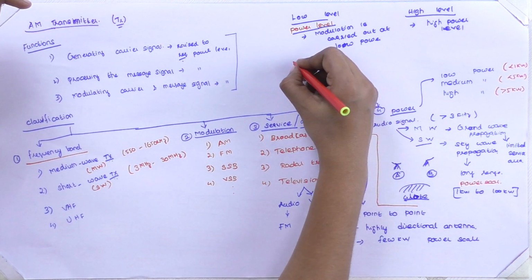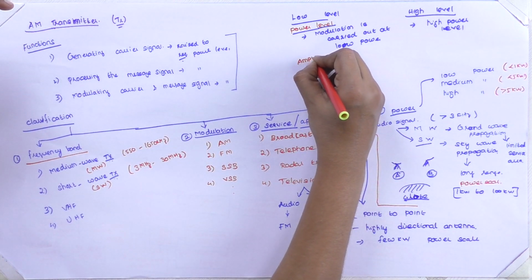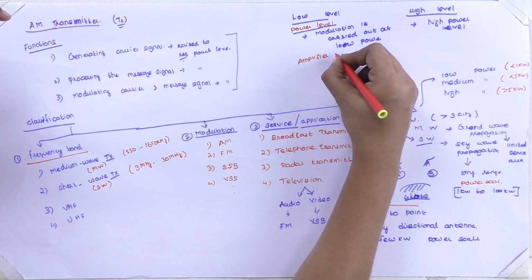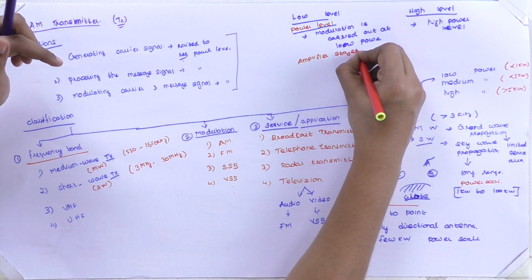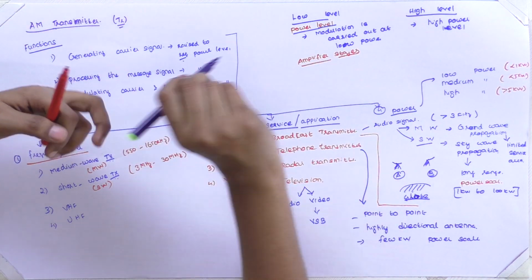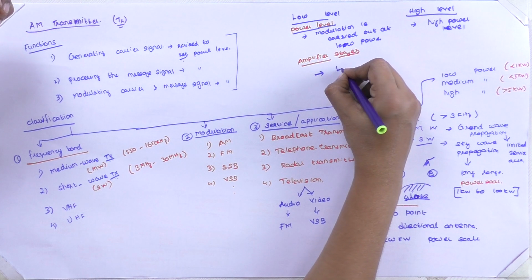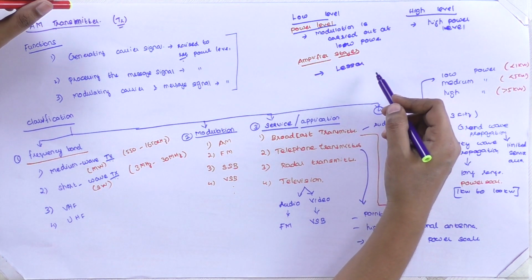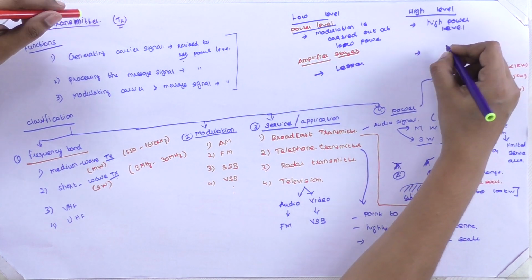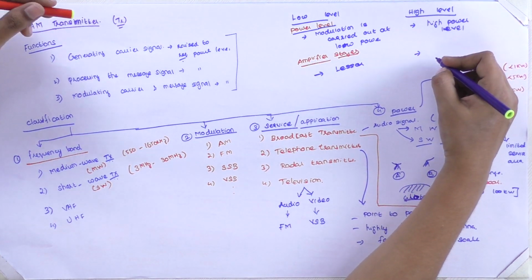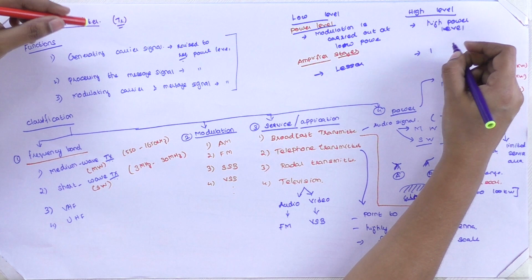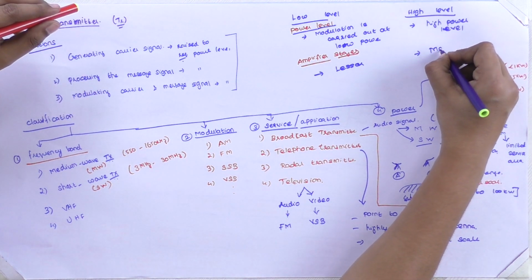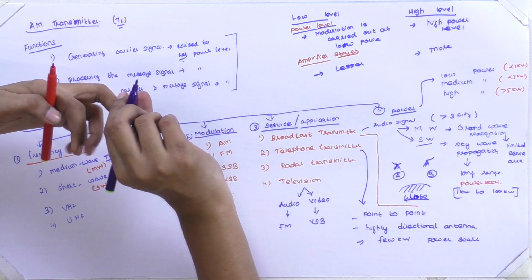Based on the amplifier stages, low level modulation needs fewer amplifier stages, while high level modulation needs more amplifier stages, because in low level modulation only after modulation we go for power amplification. Here the carrier is separately power amplified and then the message signal is also separately amplified. Therefore, here we are in need of more amplifier stages.